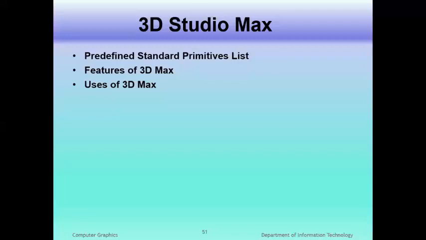Predefined standard primitive list. Predefined standard primitive list of 3D Studio Max. First one is box, second cylinder, third teapot, fourth cone, fifth sphere, sixth tube, seventh pyramid, and eighth plane.